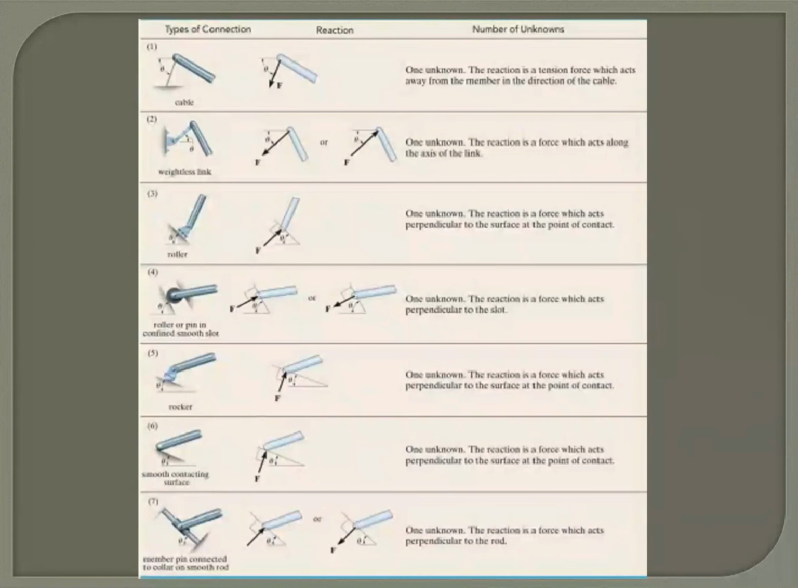Some of the reactive forces, reactions because of the constraint given here, that's basically a rod with a cable. So that's the pull force of the rod. So that's a reaction of the cable.